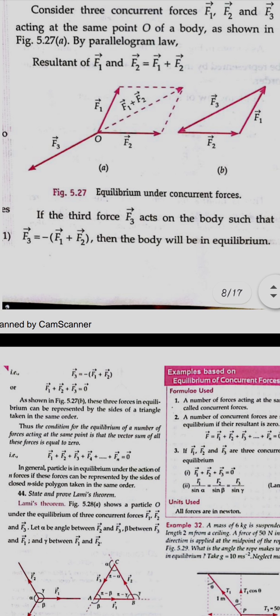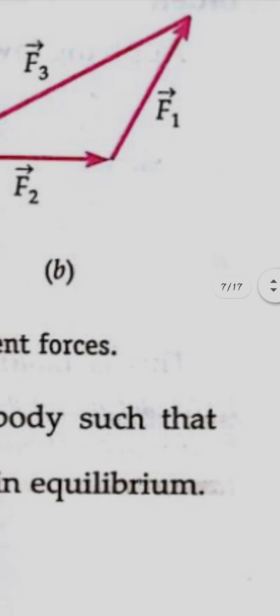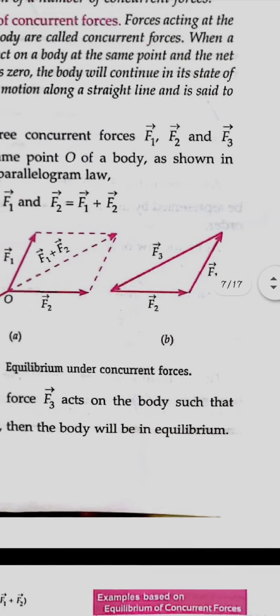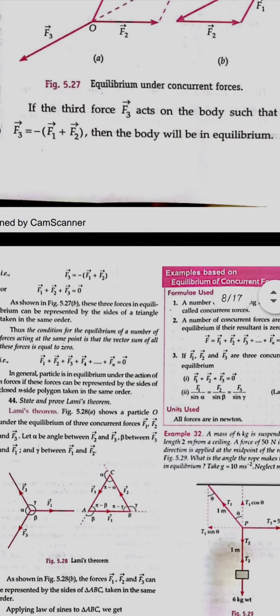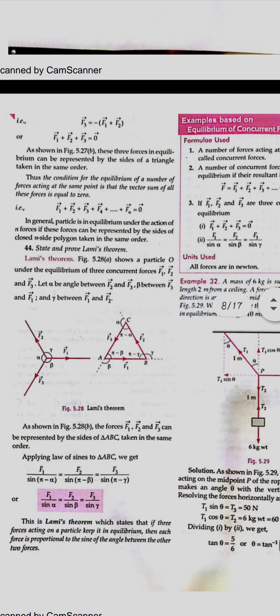Similarly, if we take figure B, F1, F2 and F3 are in the triangle law of vector addition. We can compare it with the triangle law of vector addition. So here also the sum of all the forces will be 0. These are concurrent forces acting at a point, but for equilibrium the resultant force should be in a balanced condition, that is, the resultant force sum should be equal to 0. So the forces F1, F2 and F3 can be represented in a triangle ABC, taking the same order.